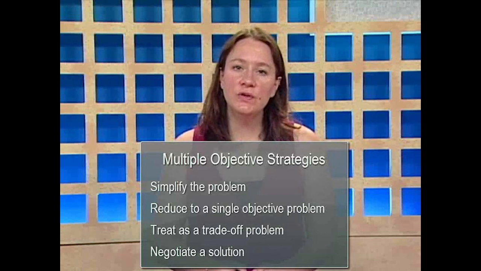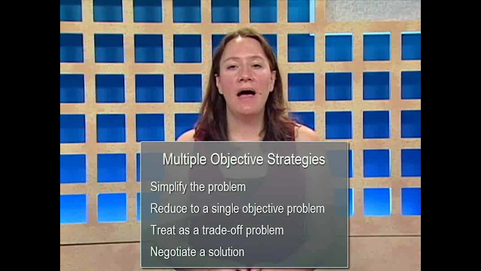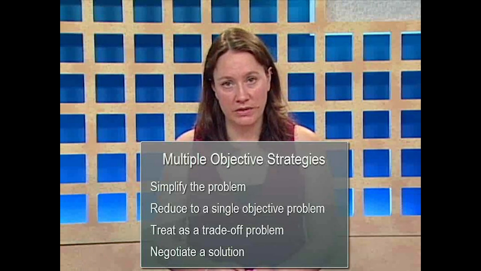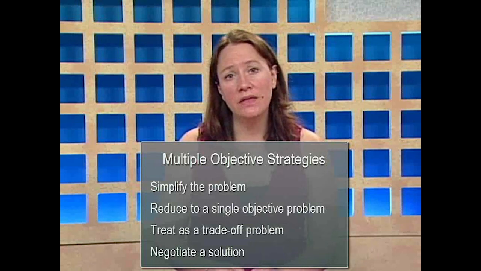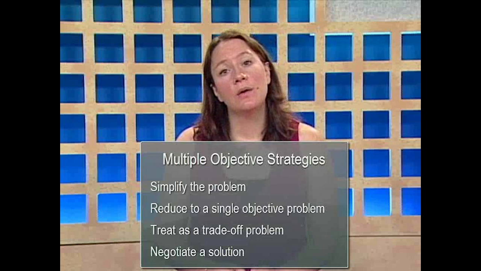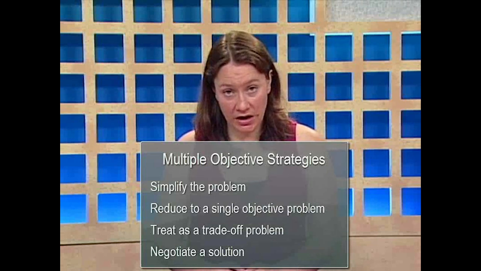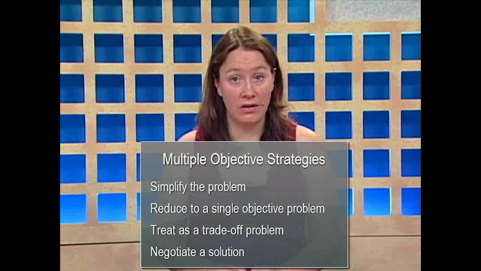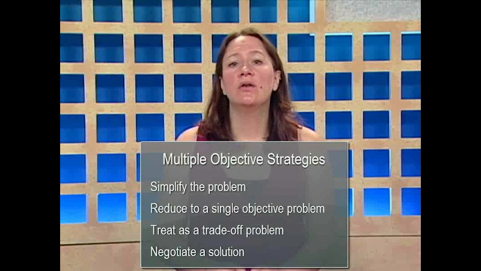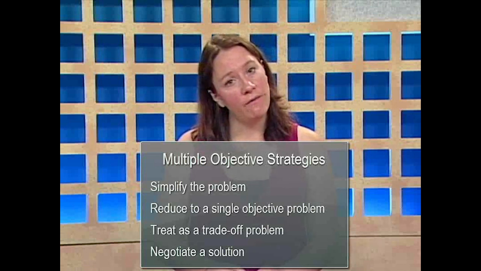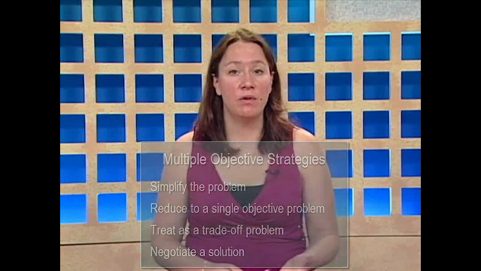We can reduce multiple objective problems to a single objective problem by combining multiple objectives into single objectives, and we'll talk more about this in the next module as well. We can treat multiple objective problems as explicit trade-off problems, and we're going to talk about this at great length in the next module. Or in some cases, what we do is we negotiate a solution. So we just graphically display the different options and we allow people to compromise from there.